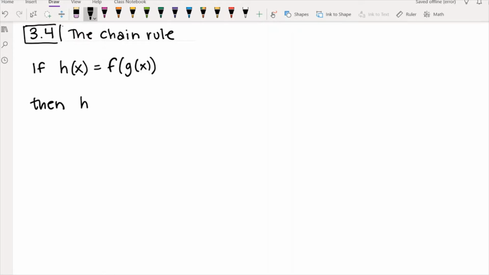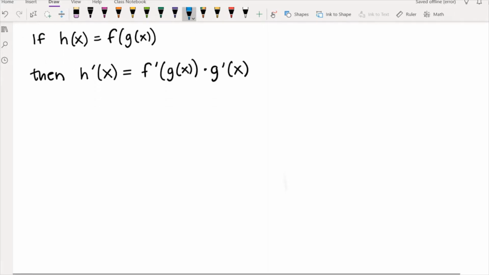So if you have a composite function, then last time we saw that the derivative of that composite function is going to be equal to the derivative of the outside function, leaving the inside function as its input, and then you multiply that by the derivative of the inside function. So we'll do a couple of examples of that in a moment, actually right now.